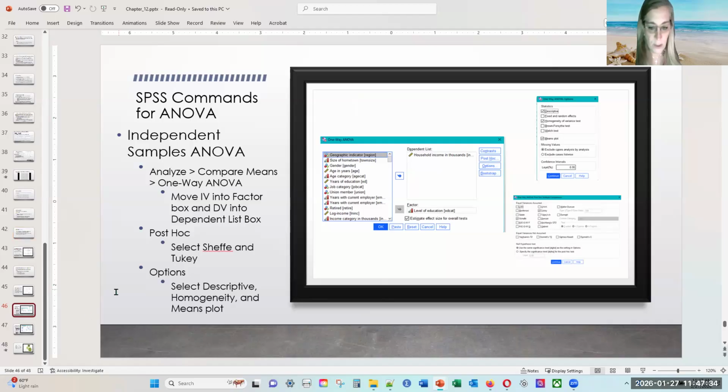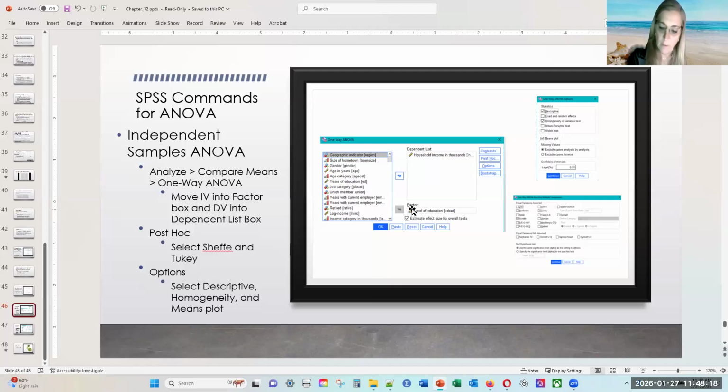The last few slides give you step-by-step instructions on how to perform an independent samples ANOVA in SPSS. If you follow these steps using the correct data, you should be able to conduct an ANOVA test in SPSS. You'll notice the dependent list has a continuous variable. The little ruler here indicates that this variable is continuous, or in SPSS, it's referred to as scale. So that is the dependent variable.